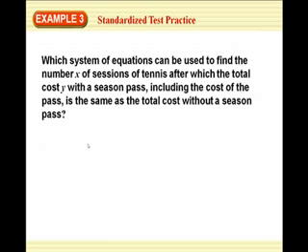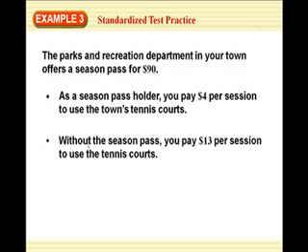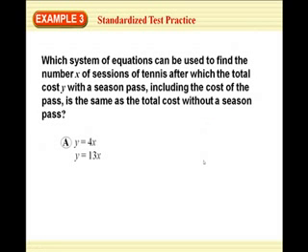Wow, that's a lot. Okay, so what I would do is you go back and let's just write two equations for this one. As a season pass holder, you have to pay y equals $4 per session plus $90. Without a season pass, you just have to pay $13 per session and no other money on top. So let's see what our options are here.